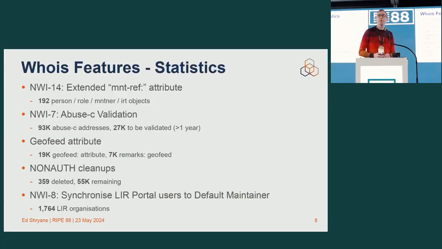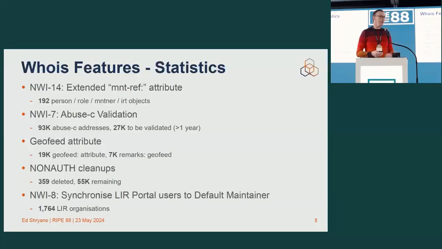Statistics on various features that we've added recently. NWI 14, we've extended the mnt-ref attribute to new object types. There's been only a modest take up of that, which seems to indicate it's not really a problem, but if you'd like to protect your objects from references from other objects, you can now use this mechanism to do that.